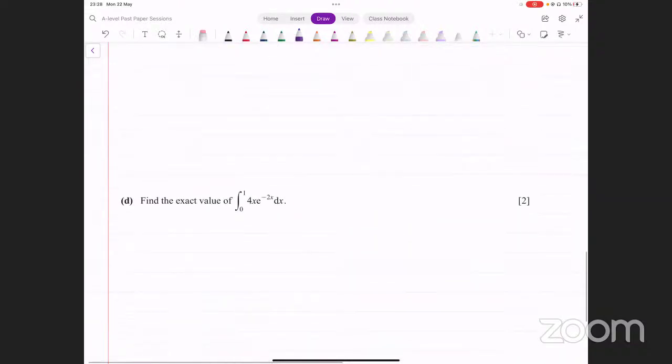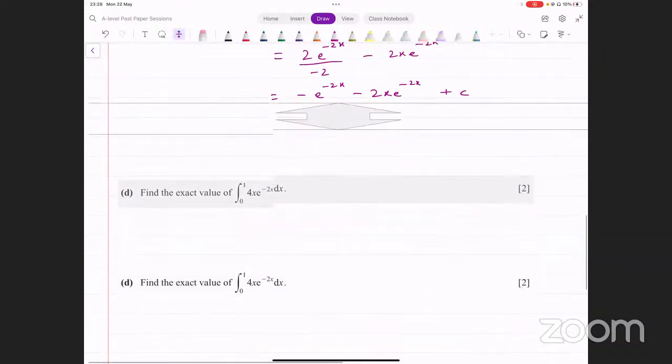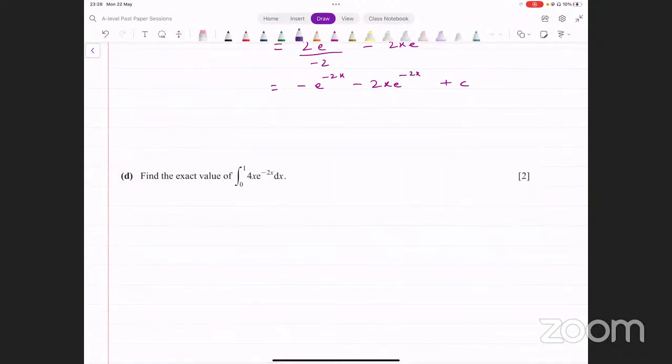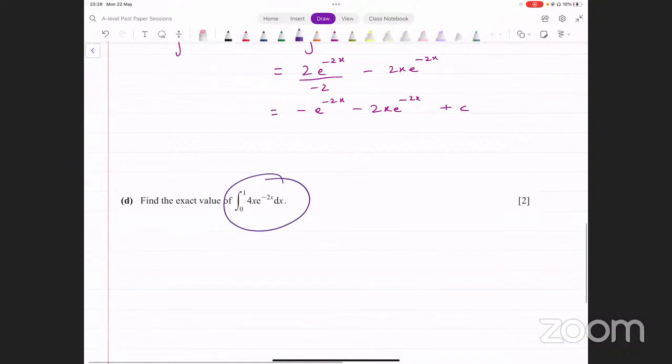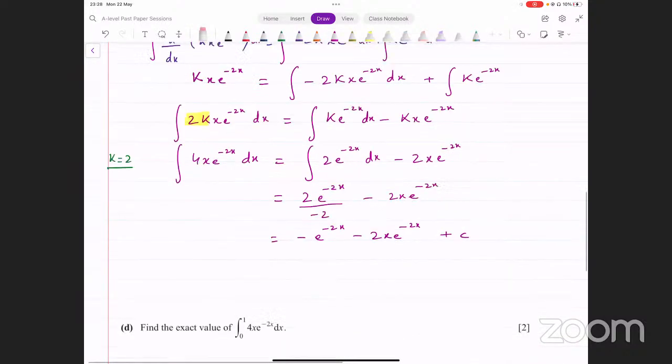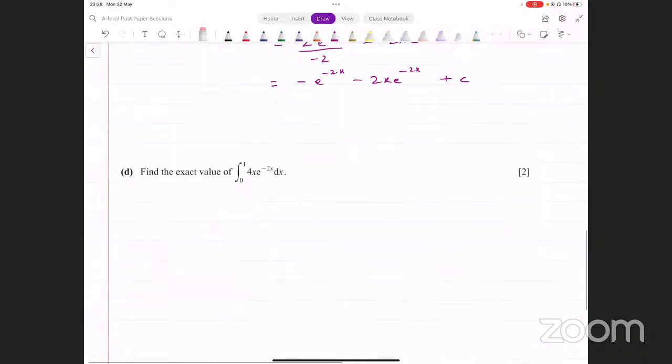लेट्स मूव ऑन. पार्ट डी. ओके, नाउ इट सेज फाइंड द एग्जैक्ट वैल्यू ऑफ दिस इंटीग्रल. अच्छा, ये तो वही है जो हमने पिछले पार्ट में किया है, 4x e raised to power minus 2x, राइट? बस लिमिट्स लगा दी हैं. उसने लिमिट्स क्या लगाई हैं? 0 से लेकर 1 तक.